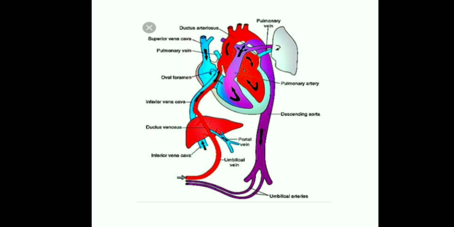Okay, this is the fetal circulation, which I explained previously. Here the foramen ovale is there. Okay, oval foramen, this one. This is the ductus venosus. Here the ductus arteriosus, descending aorta is there. Here the pulmonary artery. Here these are pulmonary veins. Okay, lungs, aorta. This is the right atrium.